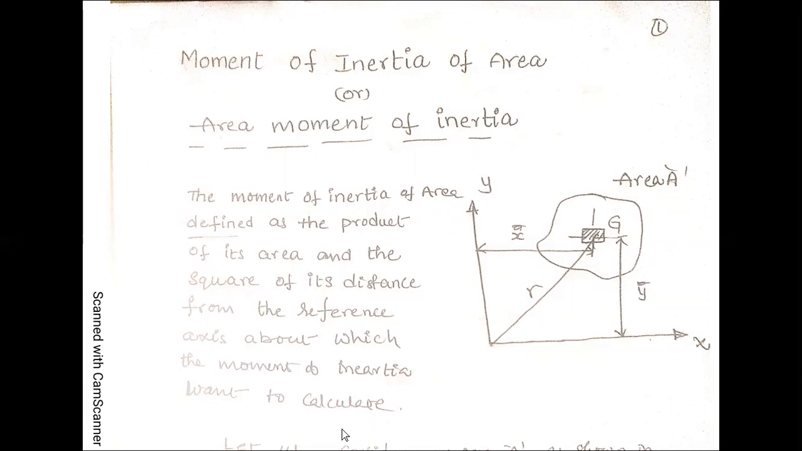To understand this area moment of inertia concept, let us take an arbitrary area of an object, and it is located in a three-dimensional plane. x is one axis, let us take a horizontal axis, and y is the vertical axis, and z is perpendicular to these two axes, that is, perpendicular to the x and y axis, right?